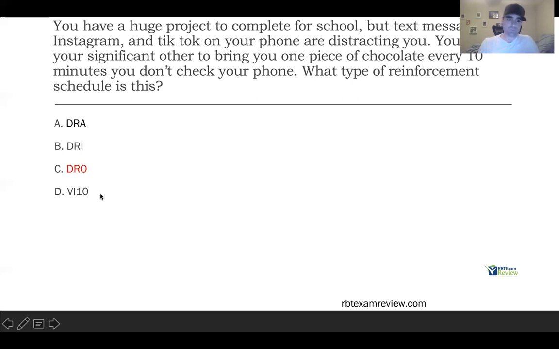So, why is it not VI-10? Well, VI-10 is variable, right? So if this was on average every 10 minutes, it'd be VI-10. But what is this? This is a fixed interval, right? Because 10 minutes is set. It's fixed. It doesn't change. If you go 10 minutes without checking your phone, you'll get reinforcement. That's a fixed time, on a DRO schedule.